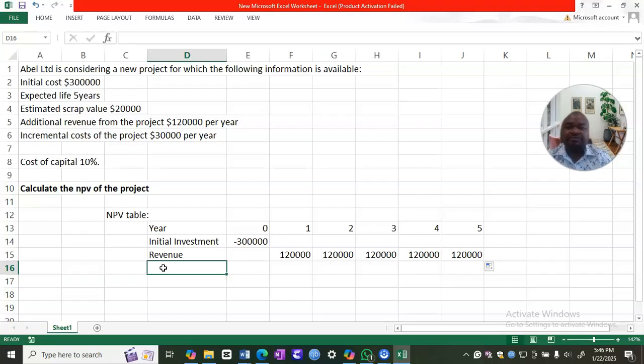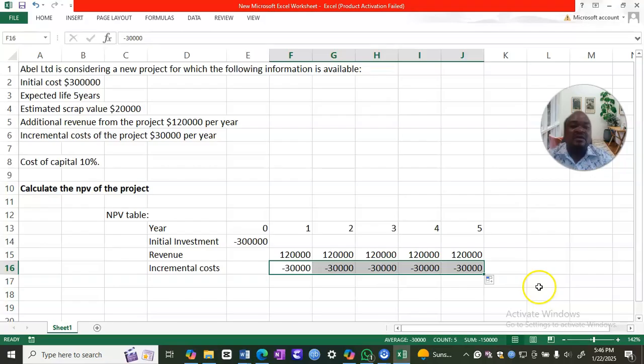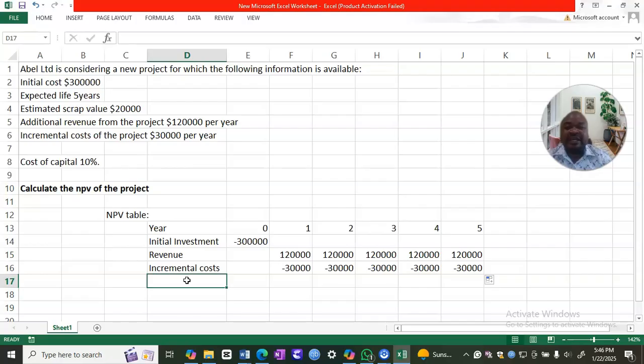And then we are told that there are incremental costs per year. These ones are negative. Remember, costs are negative, so it's 30,000 per year. We copy everything out, 30,000.